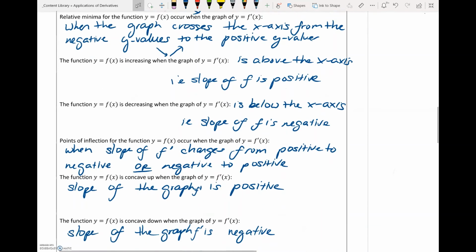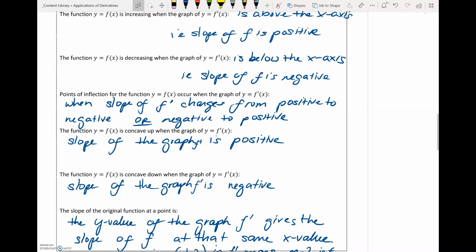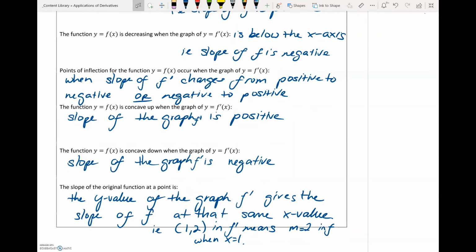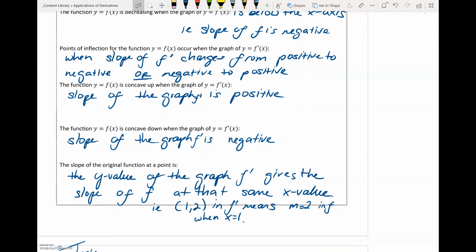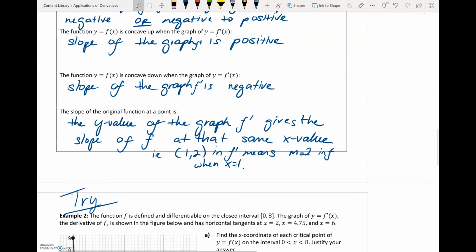Now we're going to use this information to do the next question, and I want you to try it yourself first, and then we're going to go over it together on the next page. So do this question on your own first, and then press play when you're ready.